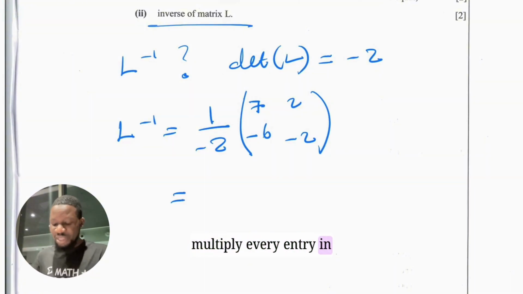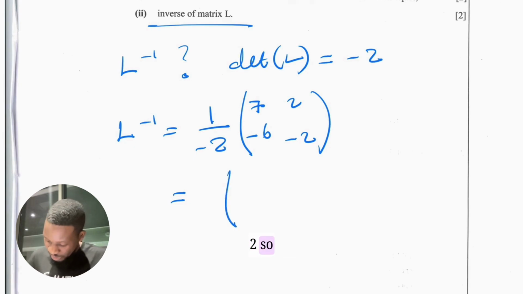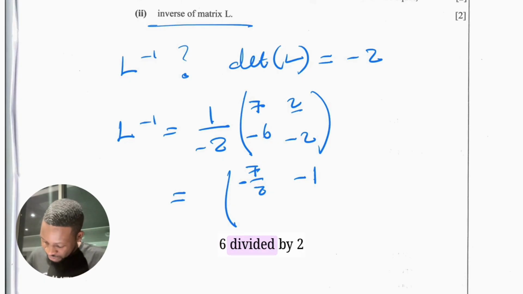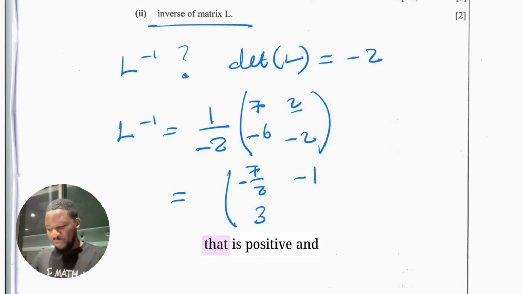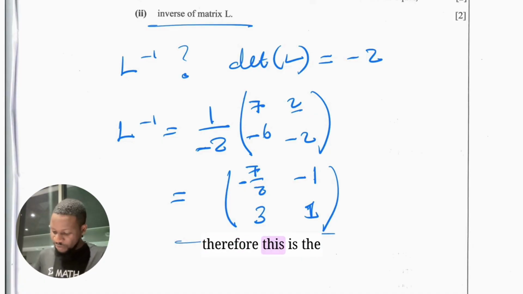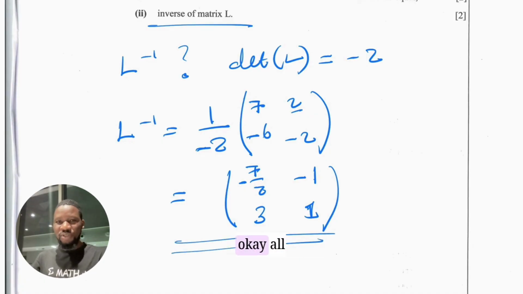Then at this point we can just multiply every entry in the matrix by negative 1 over 2, so that 7 becomes negative 7 over 2, right? Then 2 divided by 2 is 1, so this just is negative 1. Then 6 divided by 2 is 3, so there's negative and negative, so that is positive. And then the other one is 1 here as positive. So therefore, this is the inverse of the matrix.